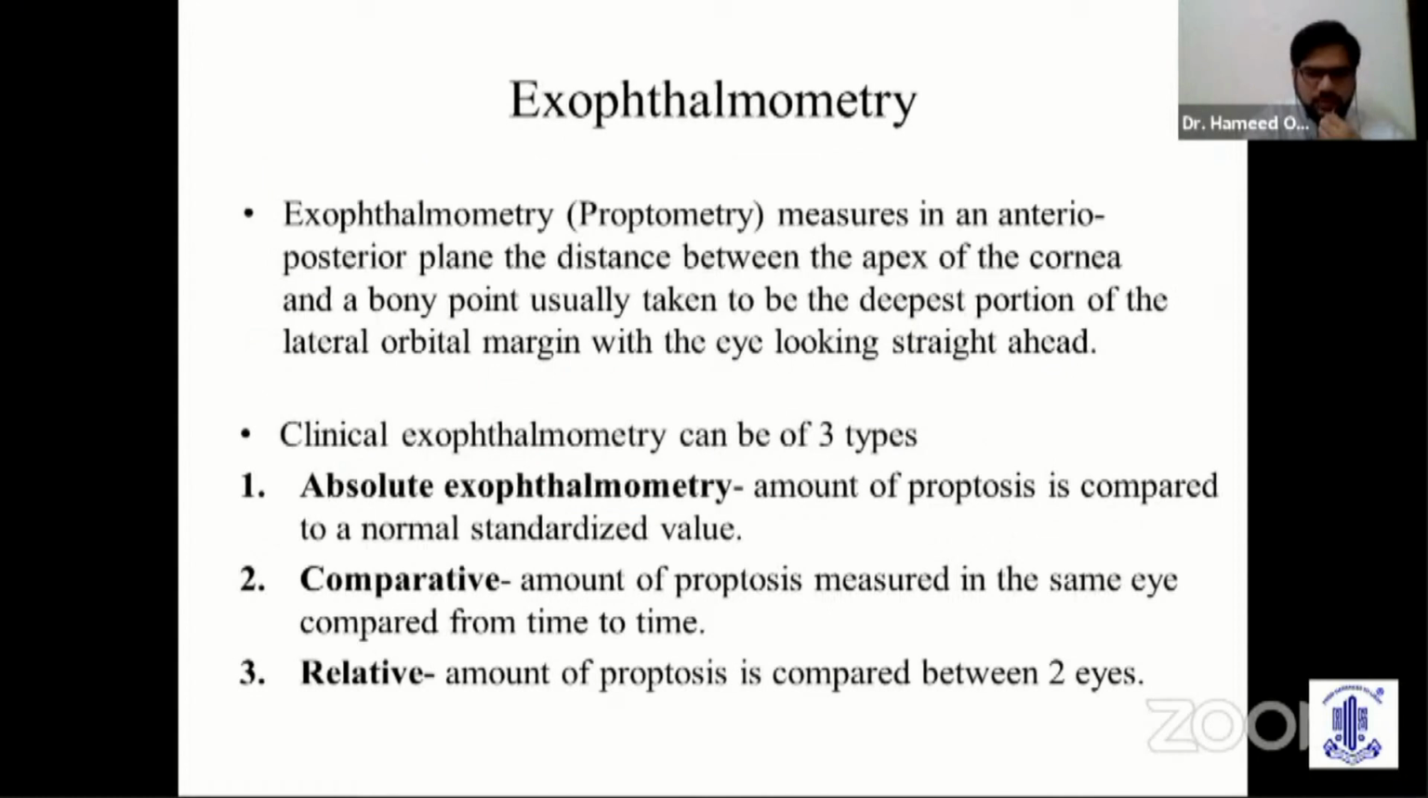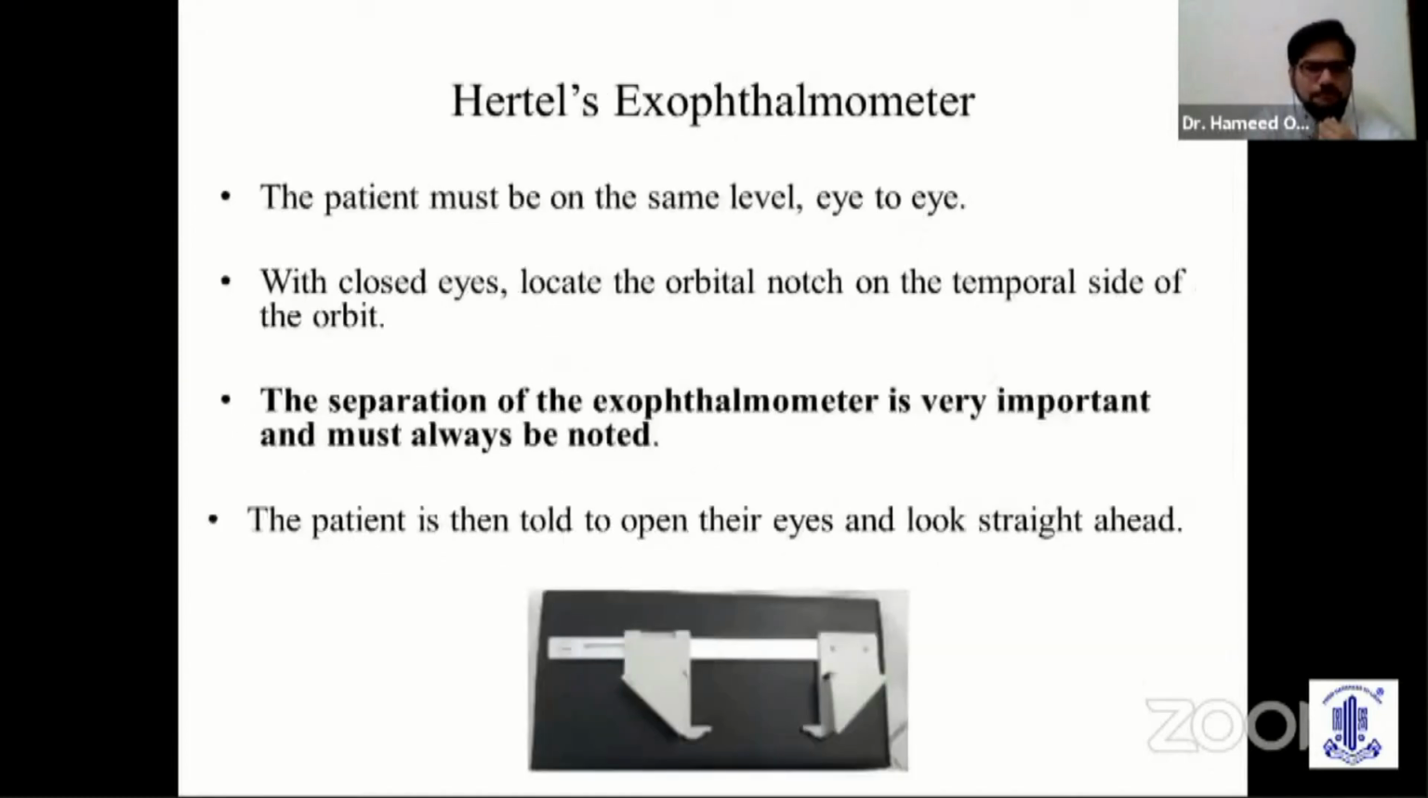Exophthalmometry is very, very important. It measures in an anterior-posterior plane the distance between the apex of the cornea and a bony point. It is usually taken to be the deepest portion of the lateral orbital margin with the eye looking straight ahead. There are usually three types: absolute exophthalmometry, in which the amount of proptosis is compared to a normal standardized value; comparative proptosis, in which the amount of proptosis is measured in the same eye from time to time; and relative exophthalmometry, in which the amount of proptosis is compared between the two eyes.